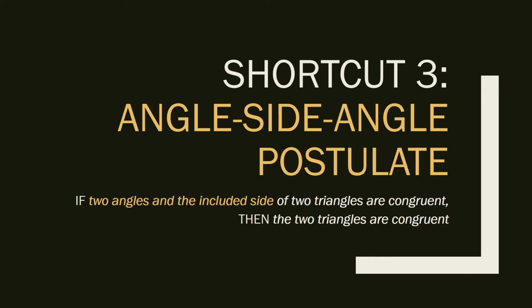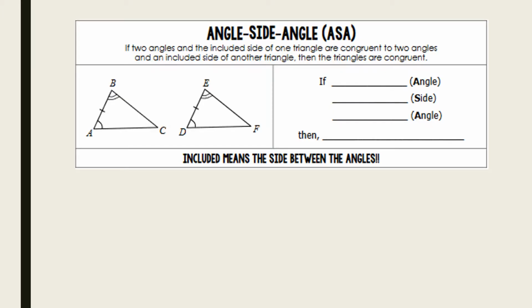All right, next shortcut. This is when you don't have an angle in the middle, you've got a side in the middle. It says that if two angles and the included side of two triangles are congruent, then the entire two triangles are congruent. So what does it look like? Well, it looks like this. You've got an angle, and then an included side, and then another angle. So if angle A equals angle D, and side AB is congruent to side DE, and angle B is congruent to angle E, then the entire triangles are congruent.